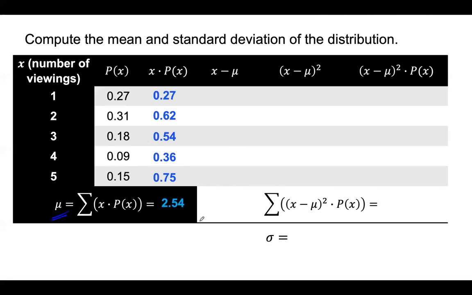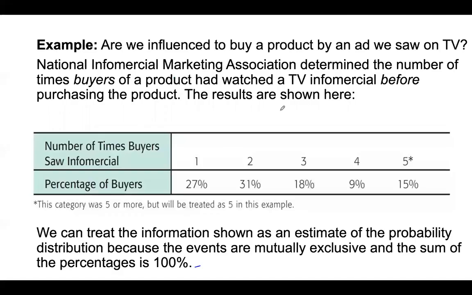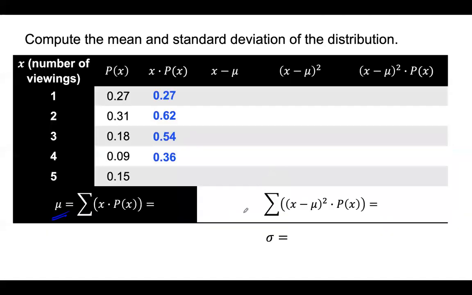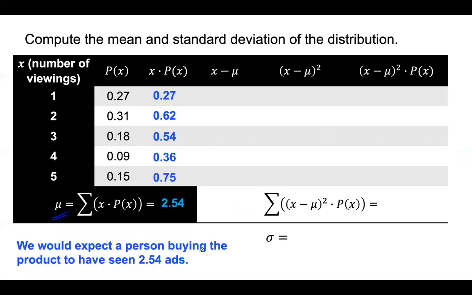So back to this question. If you see, about 2.54 is the expected value of times you would expect to watch essentially an ad. So we expect the person buying the product to have seen 2.54 ads.